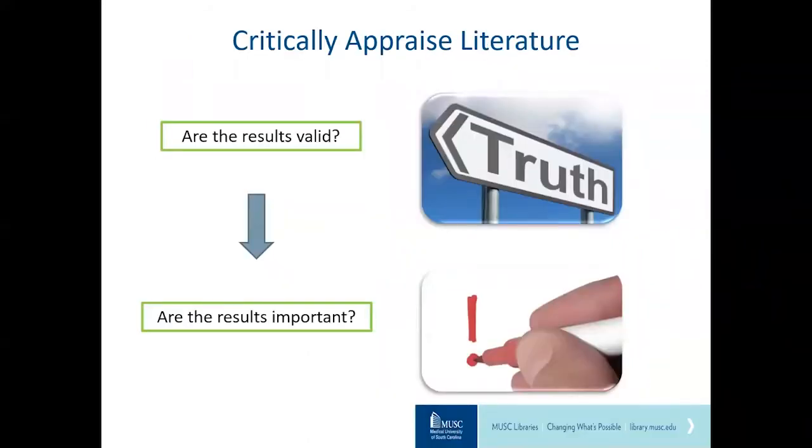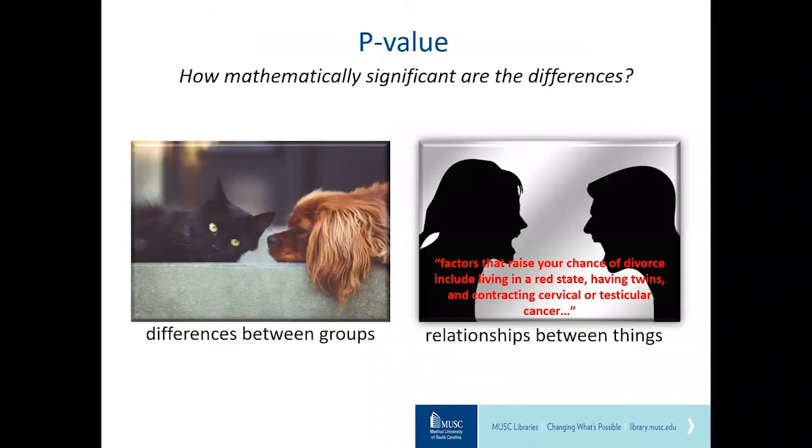So now that we've talked at length about tools to appraise whether the results of a study are valid, I wanted to quickly hit on a few key points for assessing whether a study's results are important. While there are many ways that statistics are assessed and interpreted in research articles, one of the most common is a p-value. And p-values are used to indicate how mathematically significant differences are, whether they exist between groups or whether they show a relationship between 2 things.